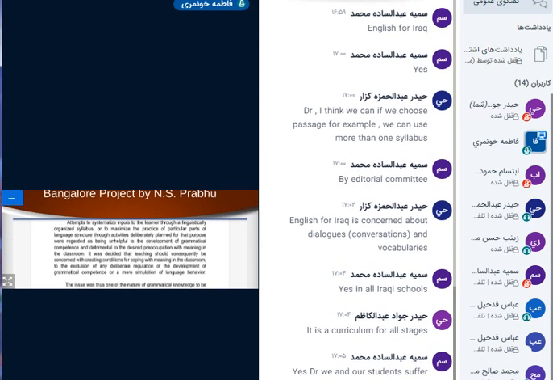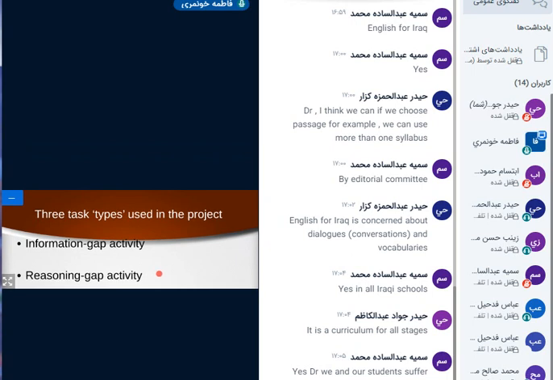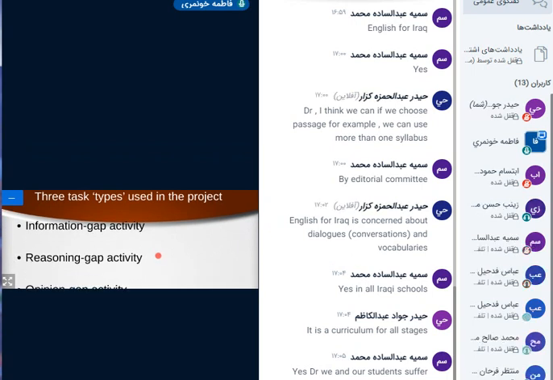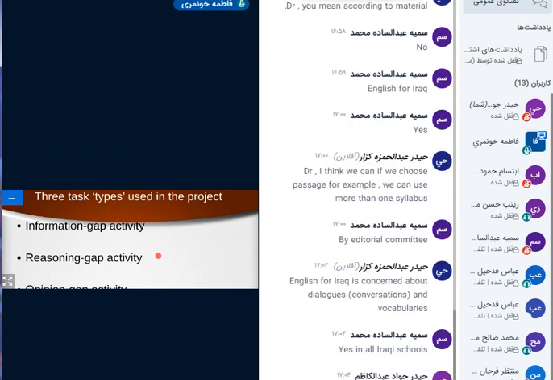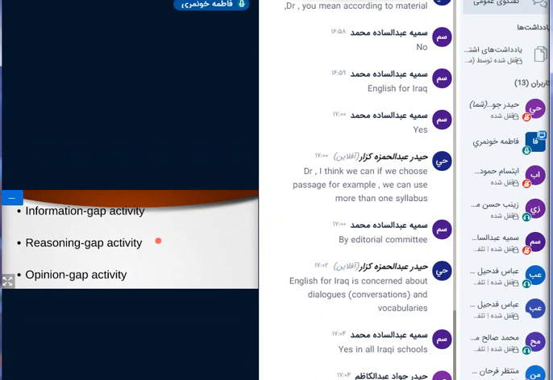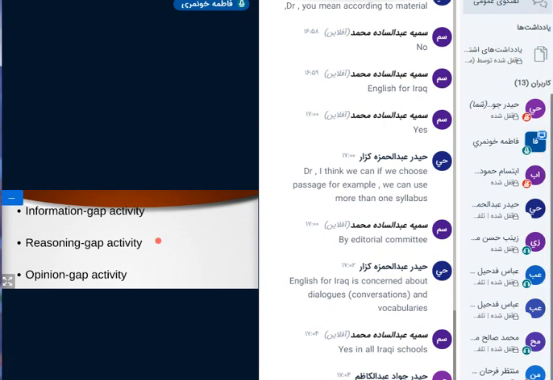No, there's one more thing about the procedural syllabus that we need to know. In this kind of project or Bangalore project, which he later called procedural syllabus, three types of tasks were used mostly. The first one is information gap task or activity. The second one is reasoning gap activity or task. And the third one is opinion gap activity. So can you explain very briefly what each of these types of activities are, and give me an example for each of them, if possible?